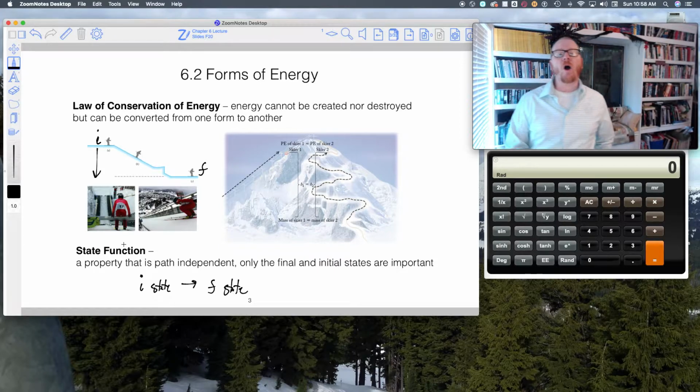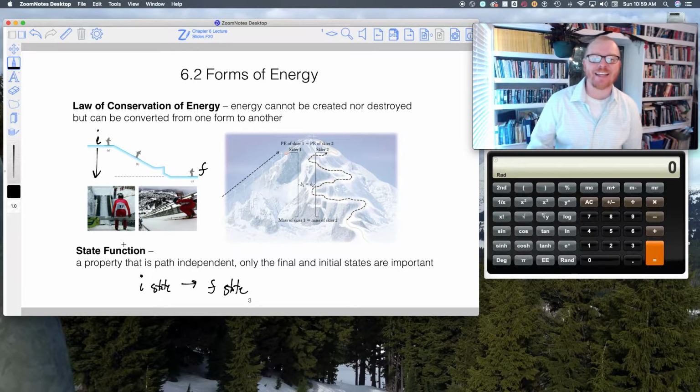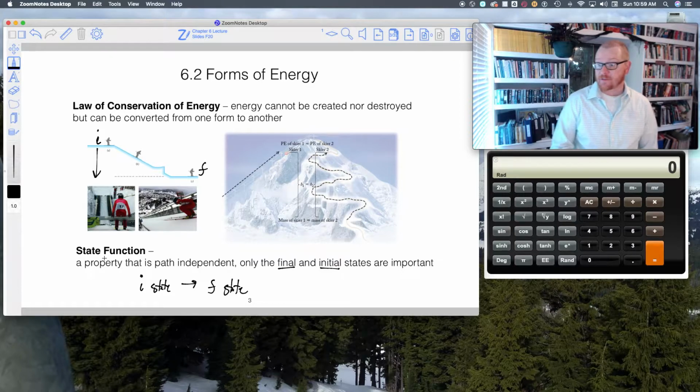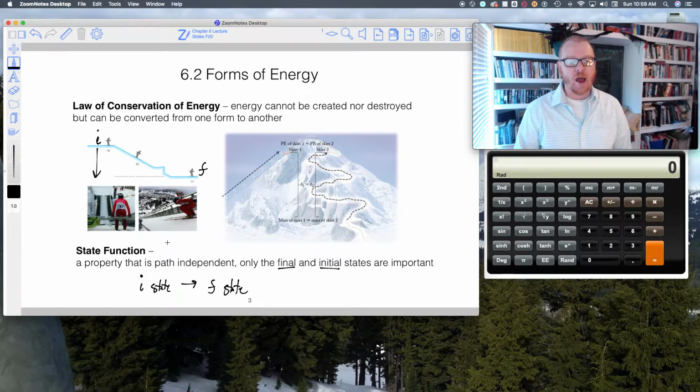So we call a property a state function when it is path independent, okay? Only the final state and the initial state are important when something is a state function. And as it turns out, energy is a state function. There are other properties that are state functions, but energy is definitely one of them.